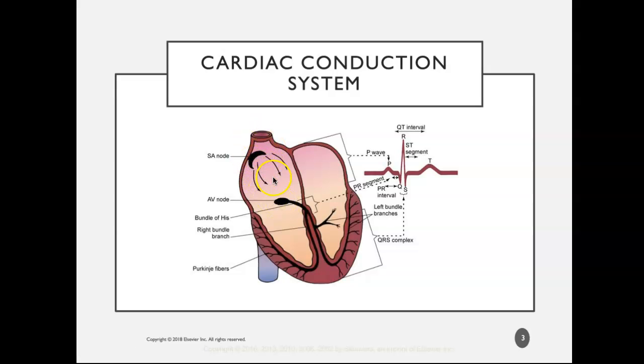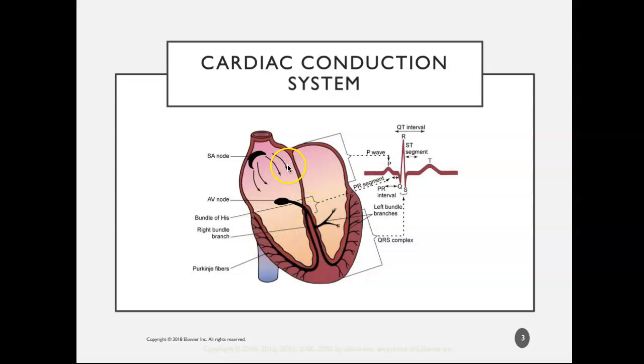And then from the SA node, it goes down through these little things here. This is called the internodal pathway. And that pathway will then take it to what's called the AV node, which sits in the middle there on that right chamber. Then it'll travel down to the bundle of His. And once it hits the bundle of His, it'll branch off to the right and left bundle branches.